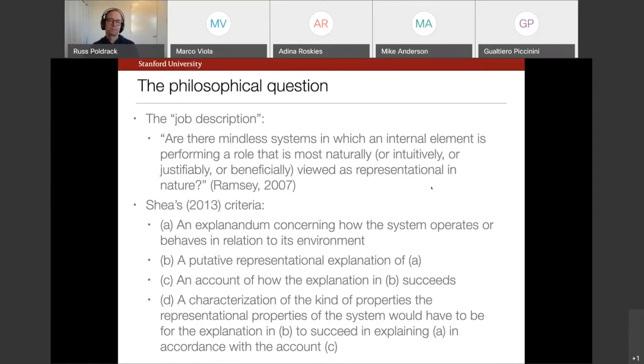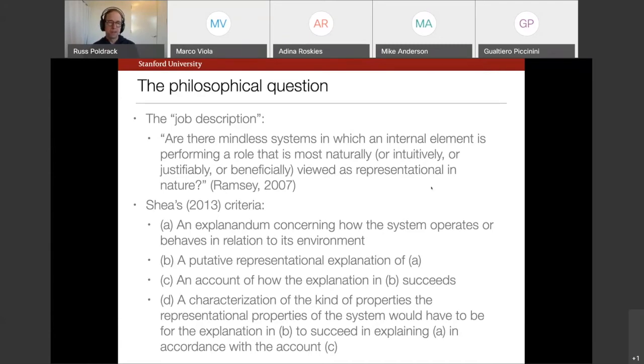And so Ramsey lays out this quote unquote job description. One way it's described is as the question: are there mindless systems, like brains or artificial neural networks, in which an internal element is performing a role that is most naturally or intuitively or justifiably or beneficially viewed as representational in nature, right?